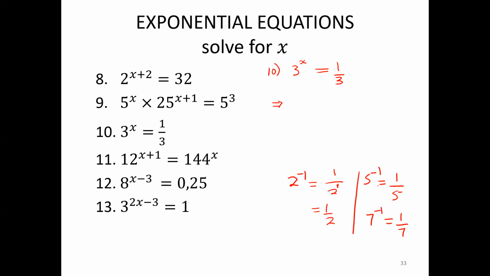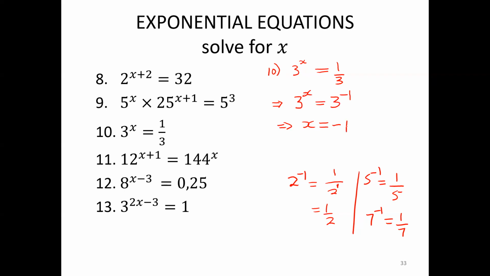Now, similarly, guys, in our example here, that 1 over 3, what can we write it as? 1 over 3 can be written as 3 to the exponent of negative 1. Okay, now since the bases are the same, we simply drop the bases and just equate the exponents. So we'll end up having x is equal to negative 1. That's how we do number 10.